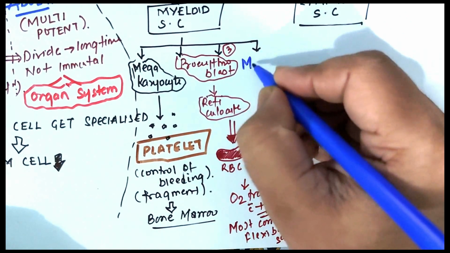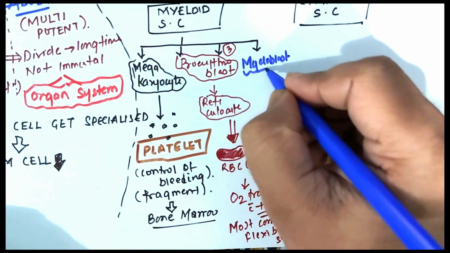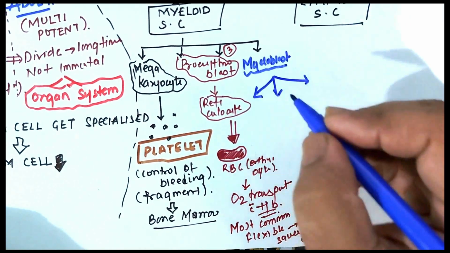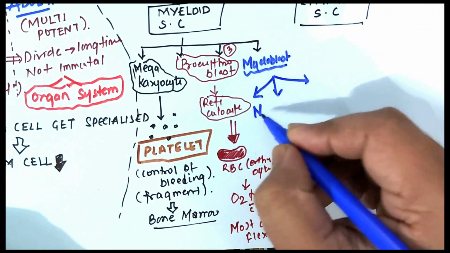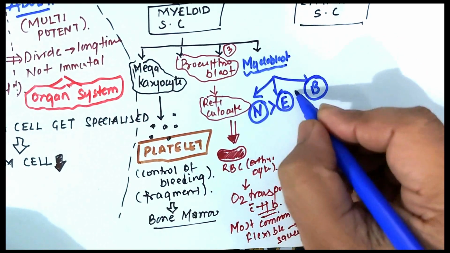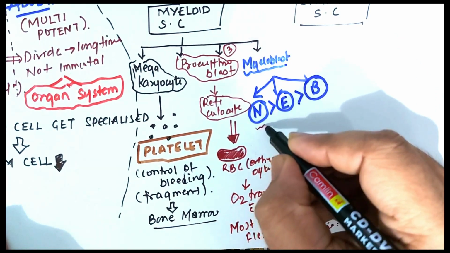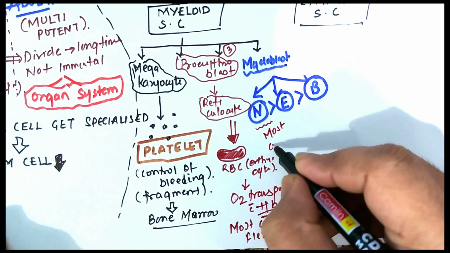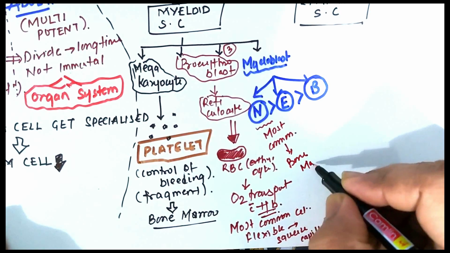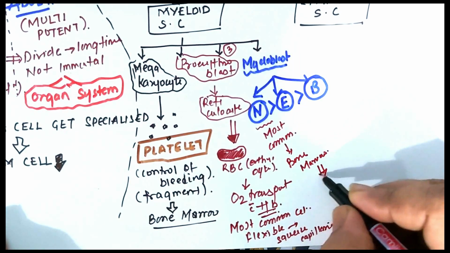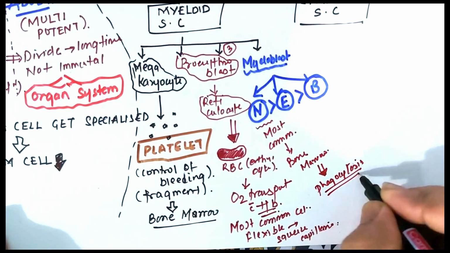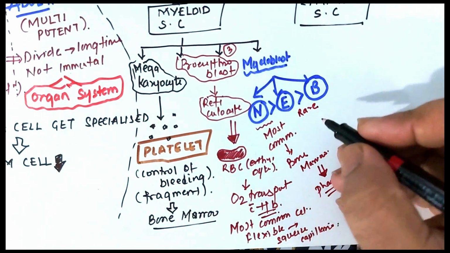The third important cell is the myeloblast. Myeloblast basically forms three cells, the neutrophils, eosinophils and basophils. All three are granulocytes, WBCs. Neutrophils are the most common cell found in the bloodstream and derived from the bone marrow. The important function of the neutrophil is phagocytosis.